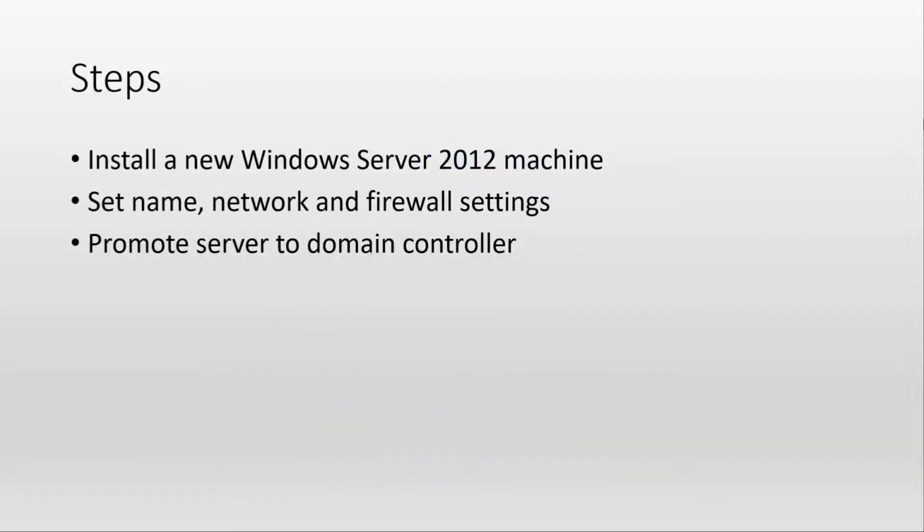The basic steps are that we will first create a 2012 machine. Then we will configure the basic settings like the name, the network settings and firewall. And then we will promote the server to a domain controller.